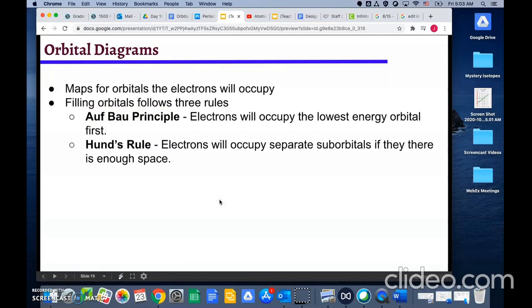Next up is Hund's rule. Hund's rule says that electrons will occupy separate suborbitals if there is enough space. So go ahead and write that down underneath Hund's rule. And then you can show this little chart right here with 3 electrons. And so the point is none of these electrons are paired up. So we could have put these 2 electrons in the same box, and we'll show what that looks like later. But if there's room, they would much rather occupy separate boxes.